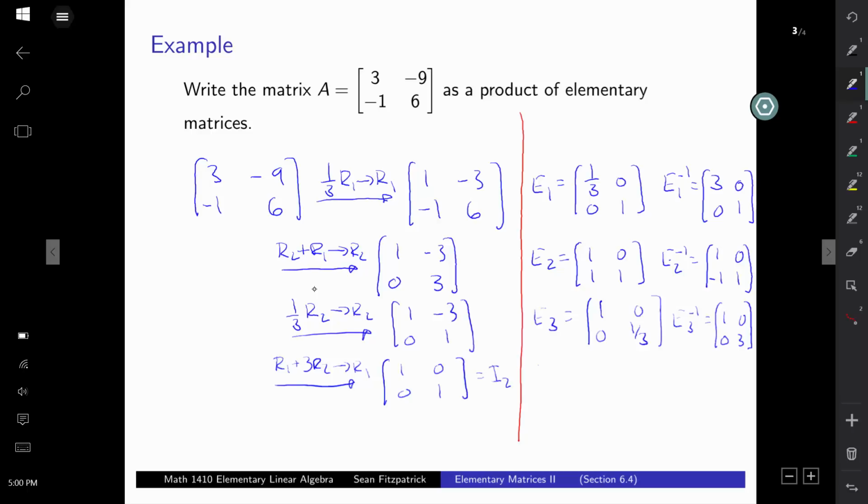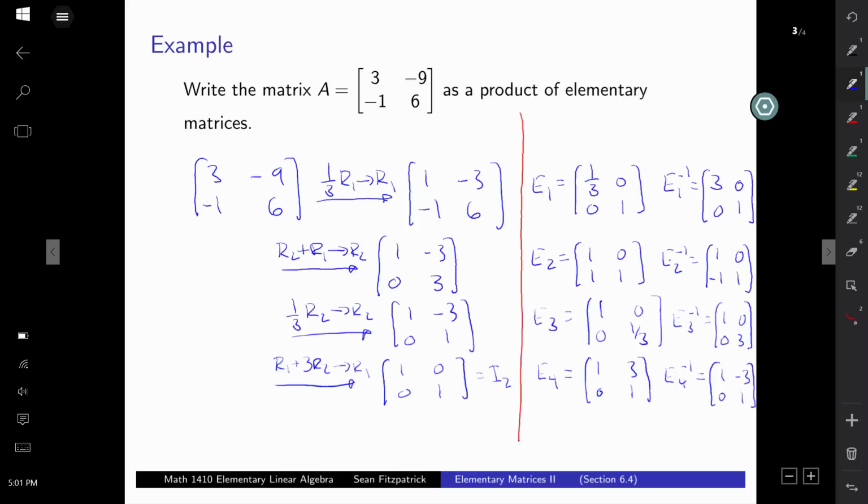And so I get an E4, which is going to be 1, 3, 0, 1. And the inverse is going to be, instead of adding that 3, I would subtract the 3. So 1, minus 3, 0, 1. Okay. So now I've done all my work.